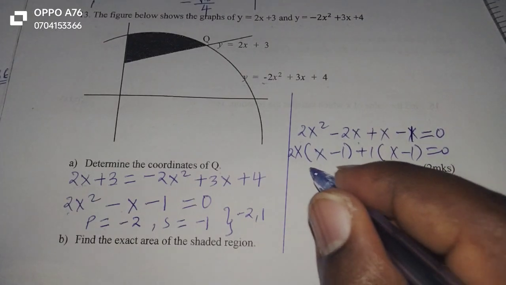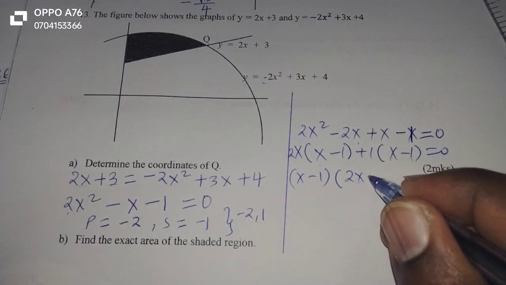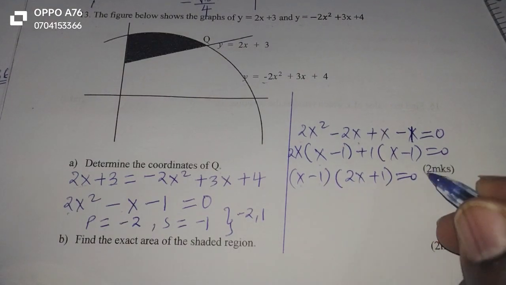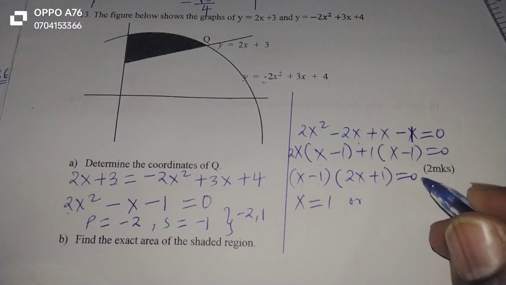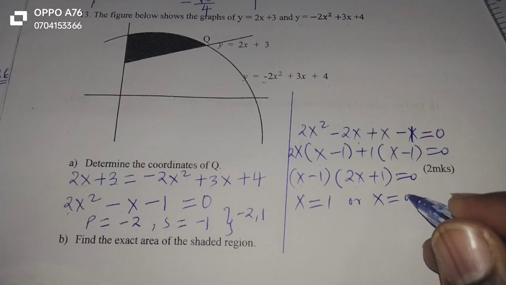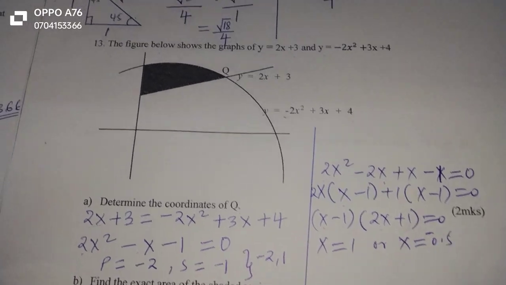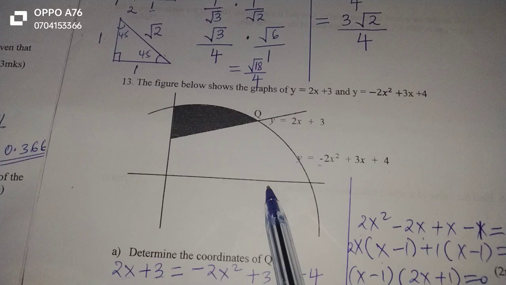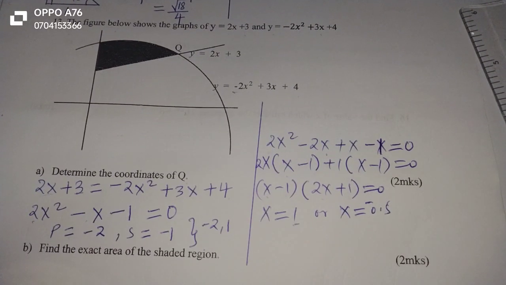So x minus 1 equals 0. And also 2x plus 1 equals 0. So with this we can talk about x minus 1 equals 0. So x equals 1, or 2x plus 1 equals 0. So 2x equals negative 1. And the value of x will be negative 0.5. So for the value of Q to be relevant, the coordinate at Q is on the positive side. So the x that we choose is 1.